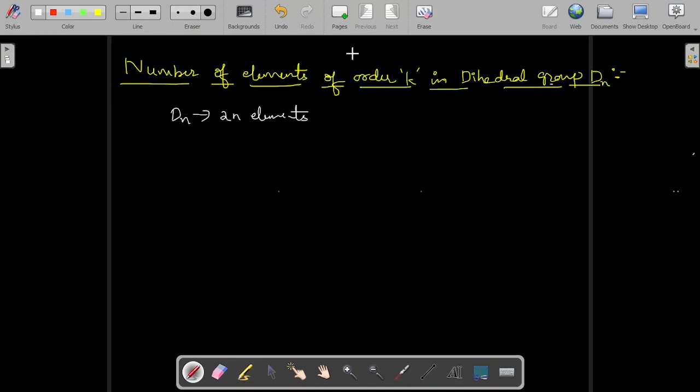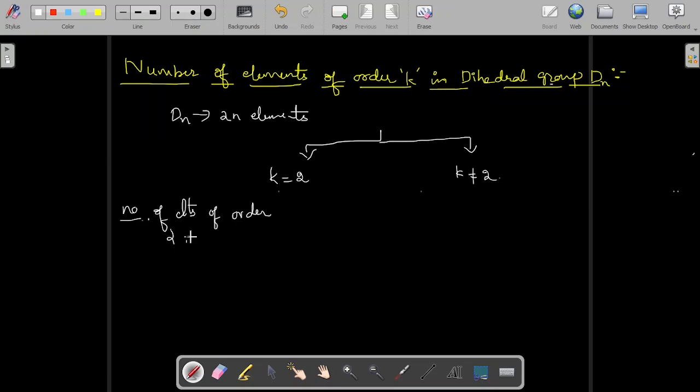We want to find out the number of elements of order k. Therefore, there are two cases. The first one is k equal to 2 and the second case is k not equal to 2. K equal to 2 means you have to find the number of elements of order 2 in the dihedral group Dn. So, when k equal to 2, the number of elements of order 2 in Dn is given by n if n is odd and n plus 1 if n is even. This is the formula.